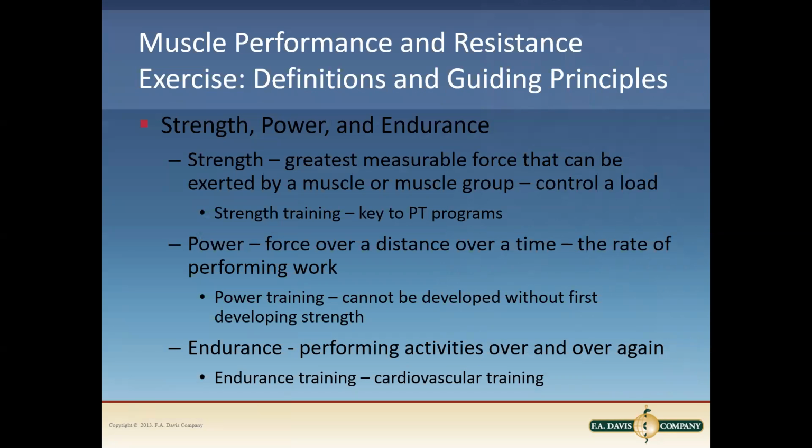So strength, power, and endurance are some key terms when we're talking about muscle resistance here. Strength is the greatest measurable force that can be exerted by a muscle or control a load. Strength training is key to PT, right? Power is force over a distance. It's the rate of performing work. Power training, though, can't be developed until we've developed efficient strength to lift. So you can't do power training until you've developed strength. And then endurance is where you do the activity over and over and over again to build up a general ability to do it repetitively.